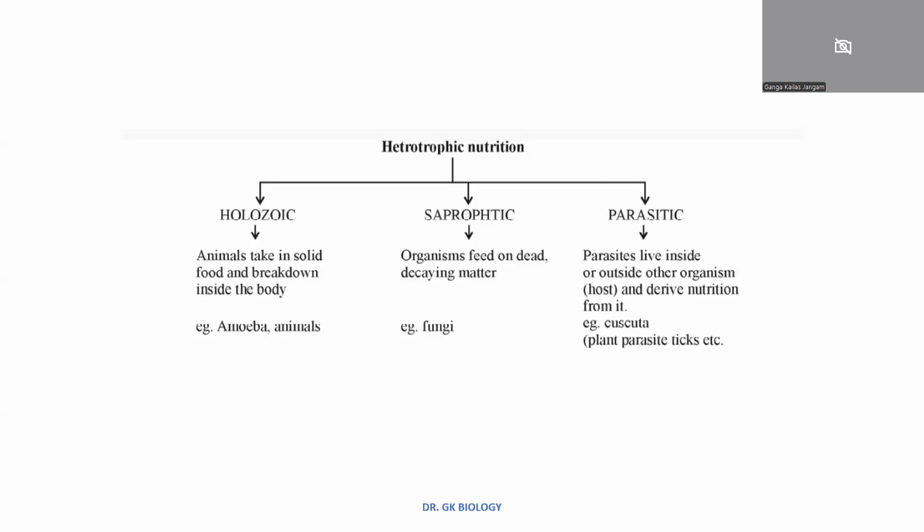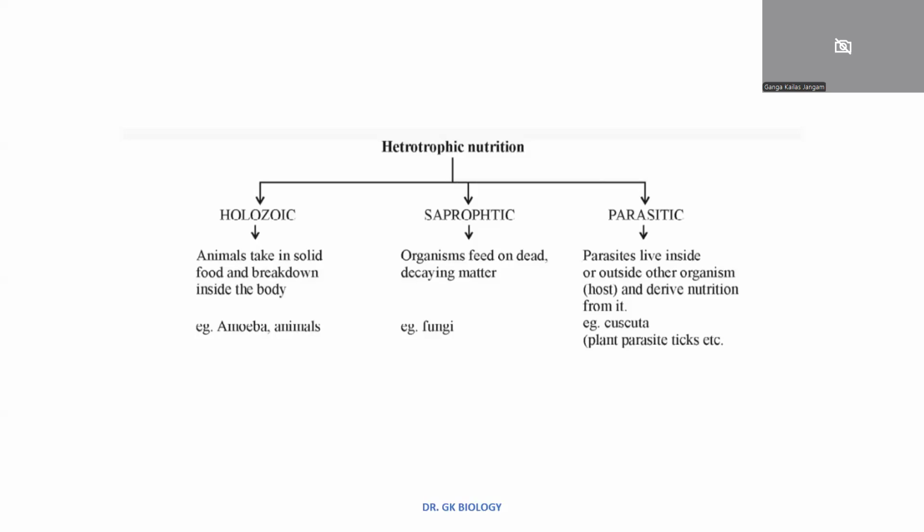Next, the last one, the holozoic mode of nutrition. Most of the animals, actually all the animals we can see, follow the holozoic mode of nutrition. Animals take in solid food and break it down inside the body. Examples: amoeba and animals.